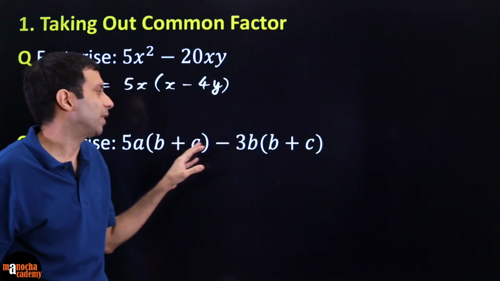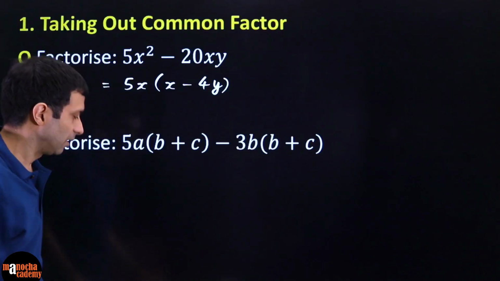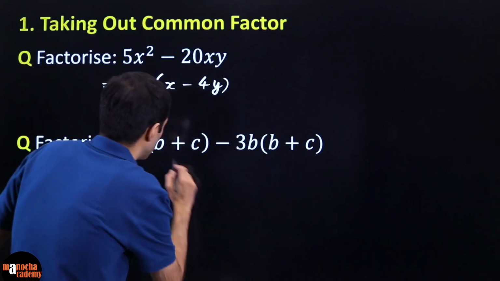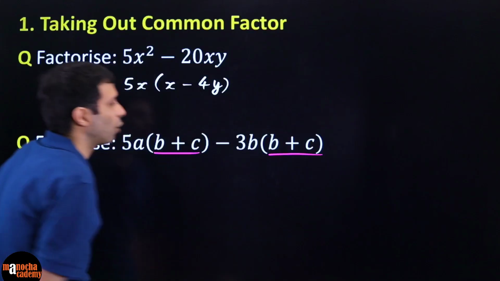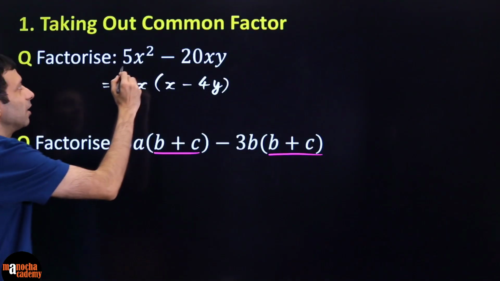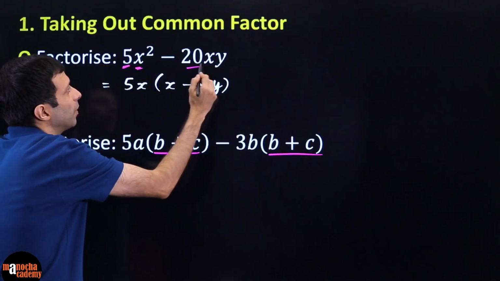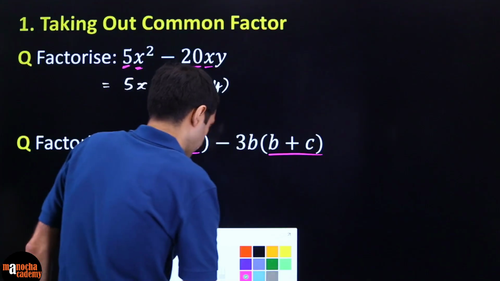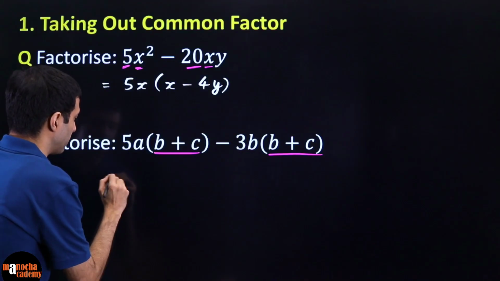Same way, can you take out the common factors here? If you have 5a(b plus c) minus 3b(b plus c), can all of you see that b plus c is common to the two terms? Just like the 5 and the x was common here. So please take that out. So the common stuff must come out.